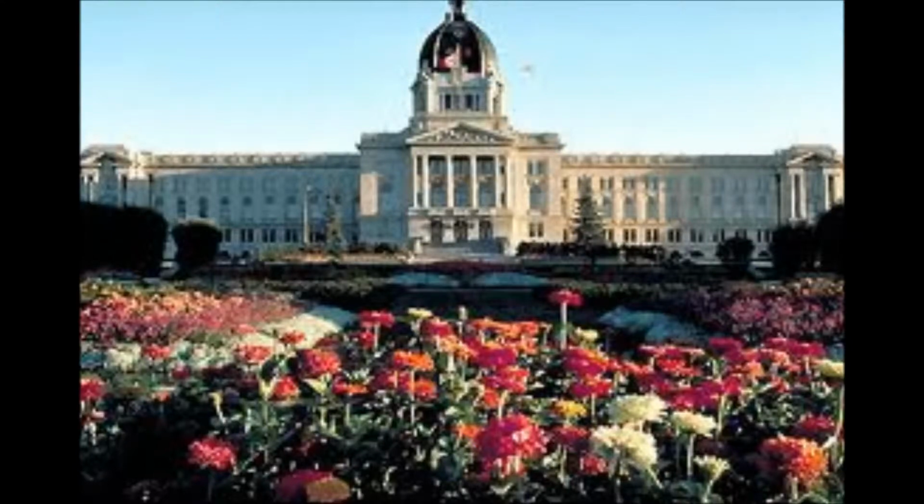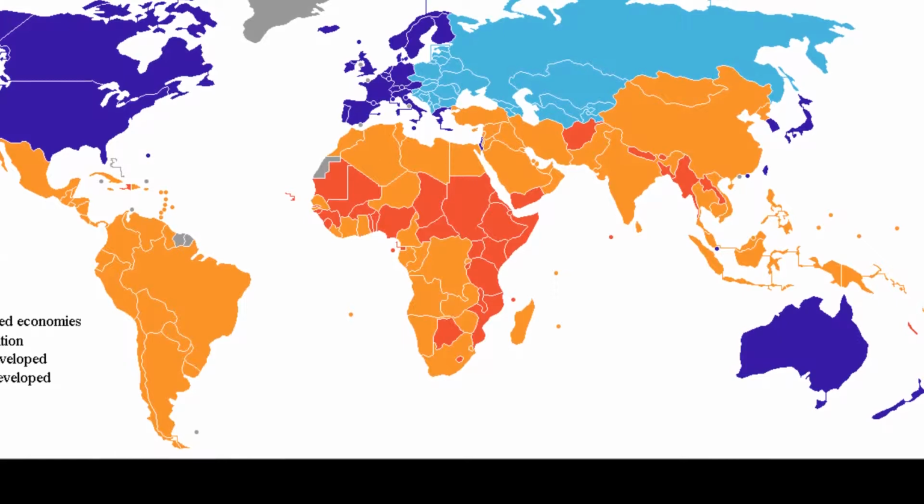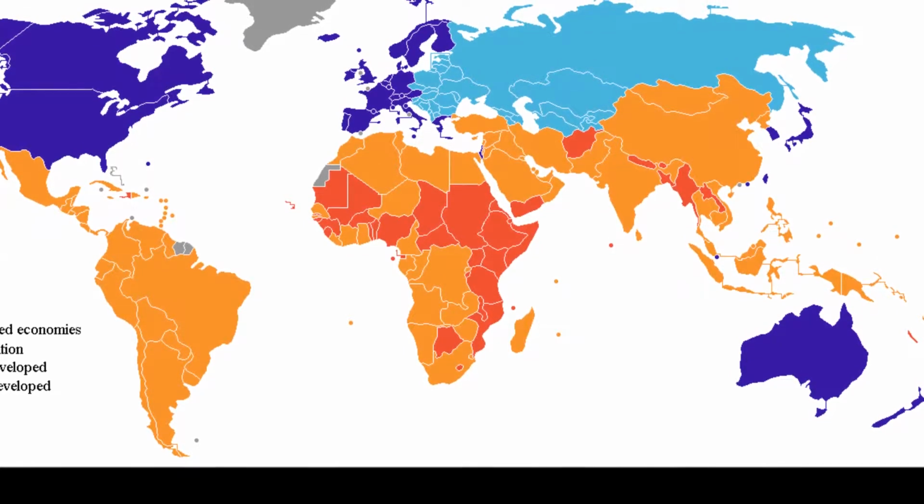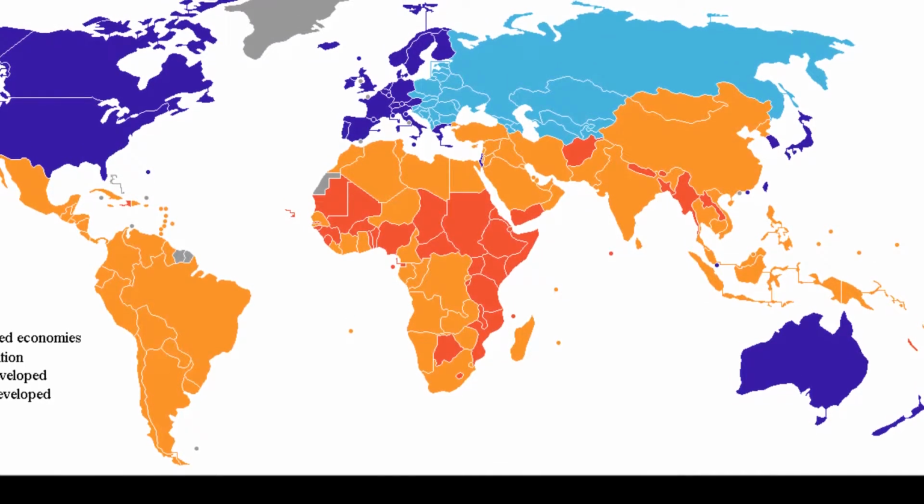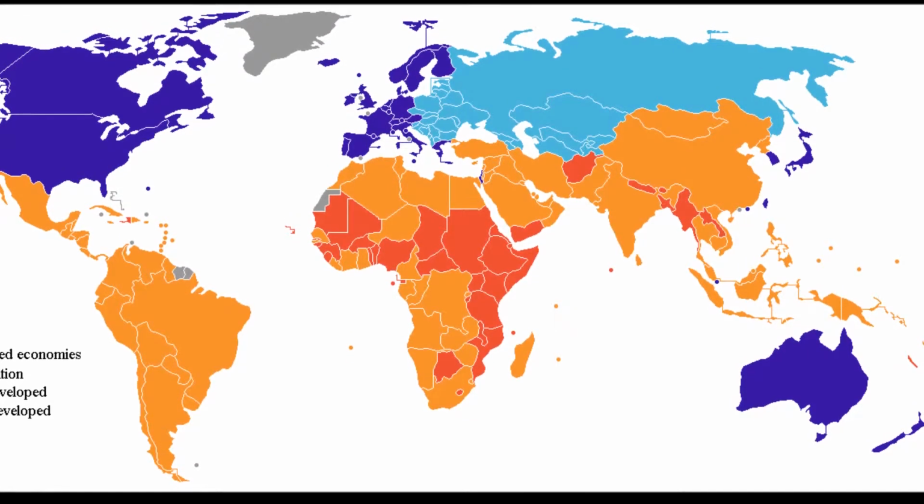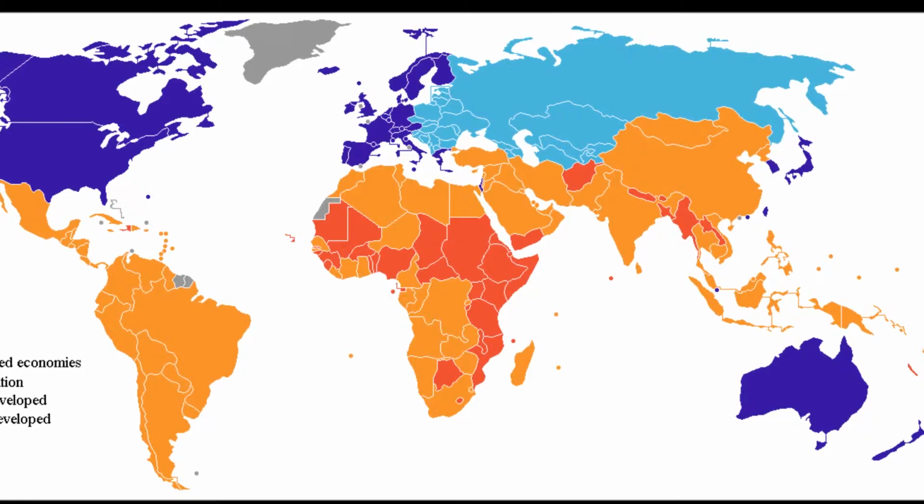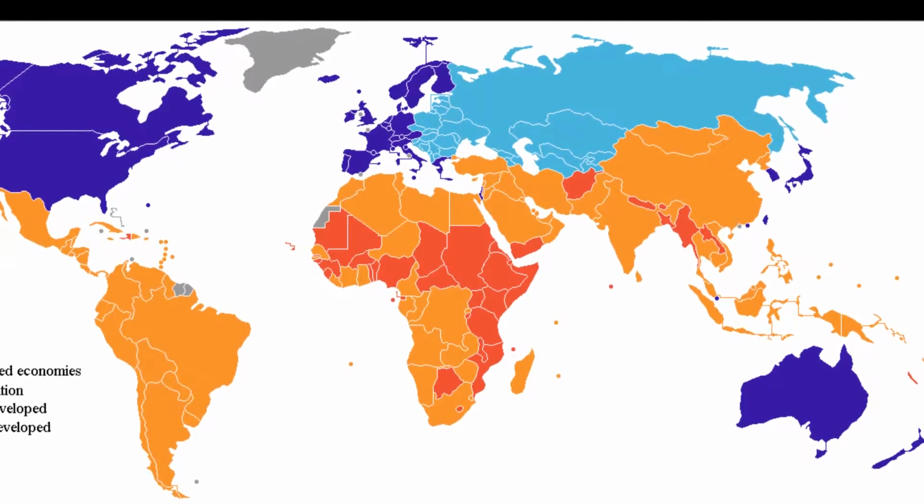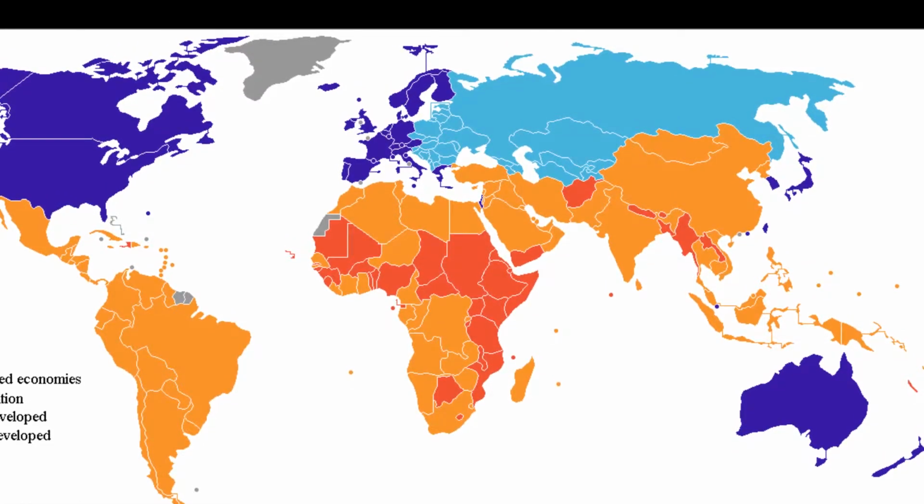When observing a map on the location of where developed countries are compared to undeveloped countries, we can come to the conclusion that developed countries are usually clustered together around the same areas. When we look at undeveloped countries, they're usually clustered together too around the same areas.